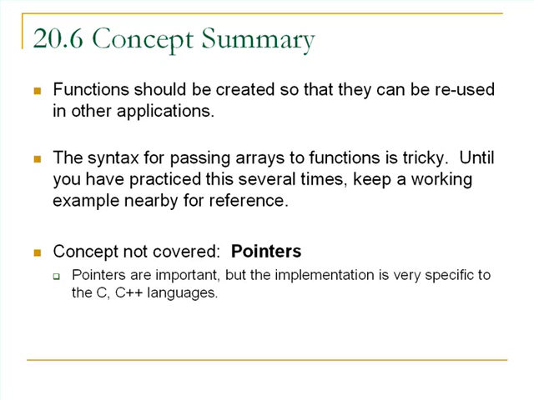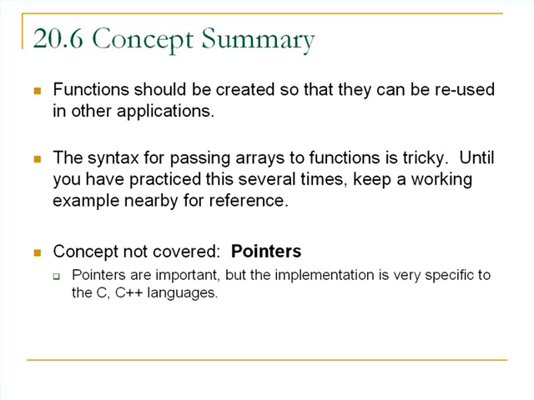The syntax for passing arrays to functions in C is really quite tricky. So until you've practiced this several times, keep a working example nearby for reference. I think there isn't any reason to guess what the syntax is. Where did those square brackets go? And there isn't any way to figure it out. It doesn't really make sense. It's just the way it is. So keep an example of one that works near you until you can do it without referring back to one. That's the only way to not waste your time passing arrays to functions.